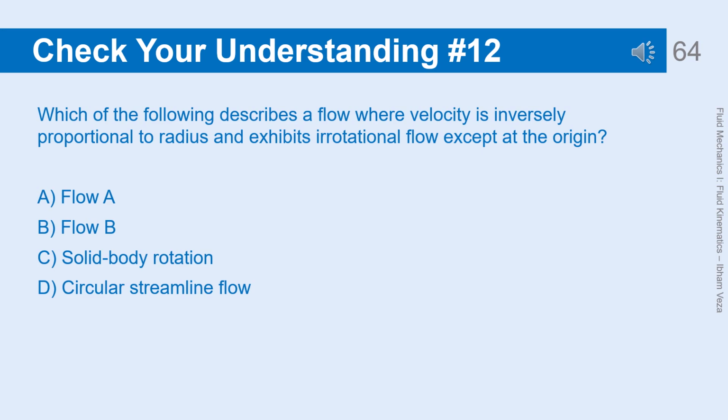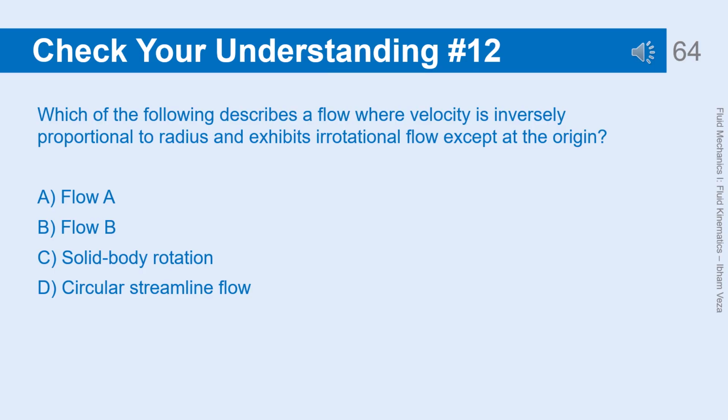Check your understanding. 12. Which of the following describes a flow where velocity is inversely proportional to radius and exhibits irrotational flow except at the origin? Answer: B. Flow B.